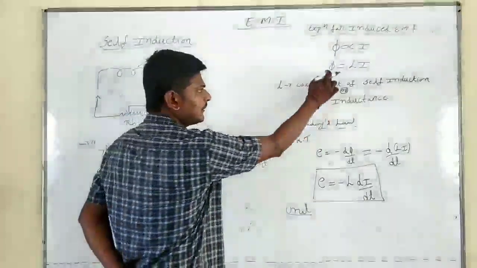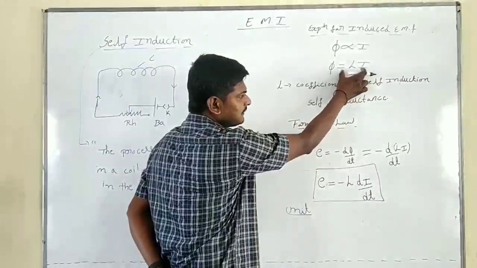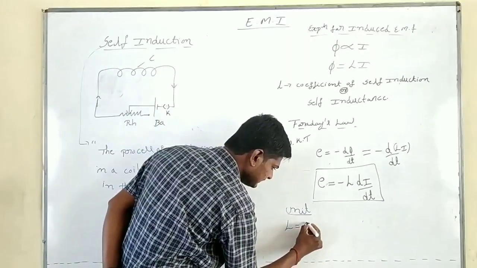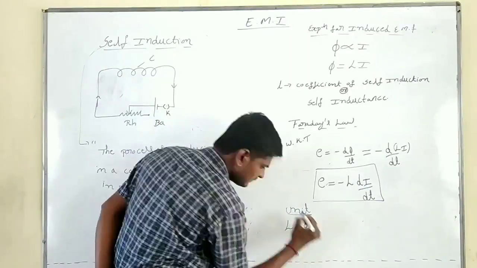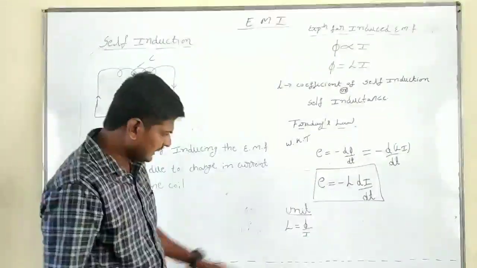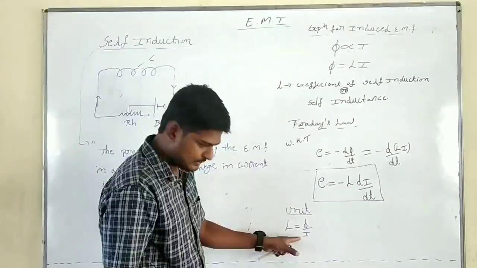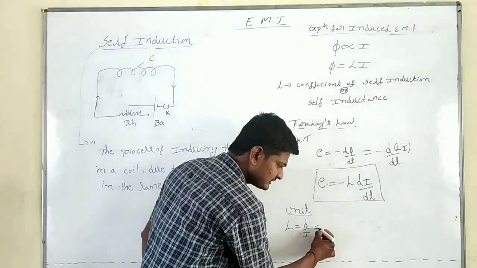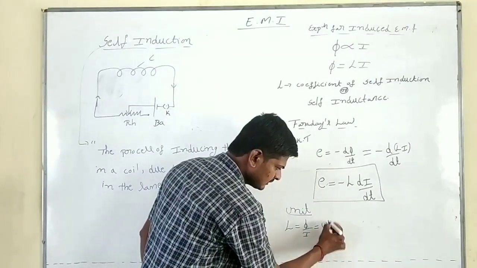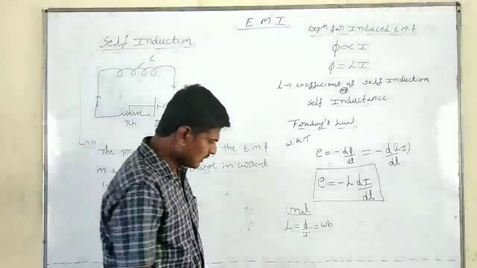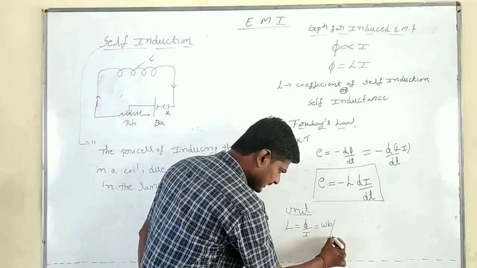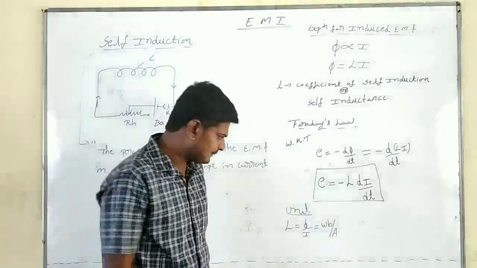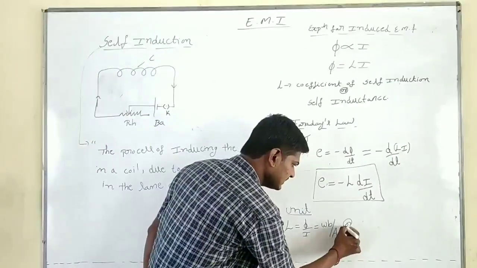See here, φ is equal to LI. L means what? φ by I. Here L is φ by I. What is the unit for magnetic flux? Earlier we discussed Weber. Magnetic flux will be Weber, and current will be ampere. So it will be Weber per ampere, or we are going to call it Henry.